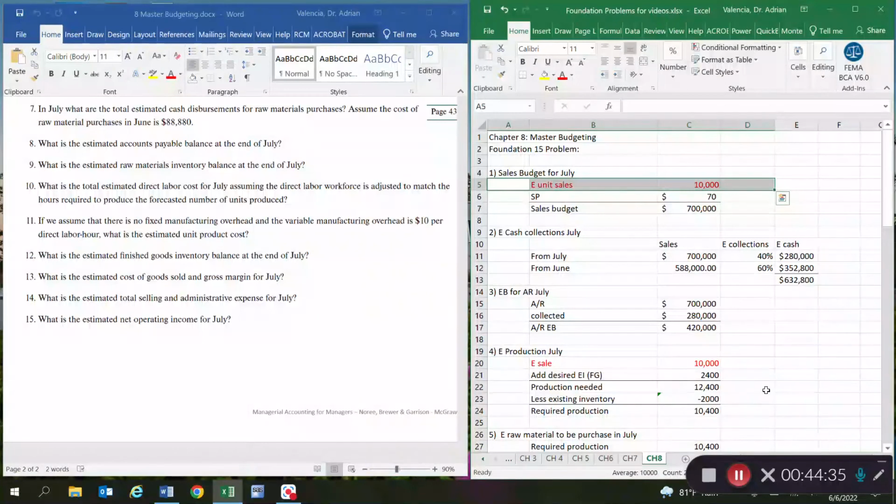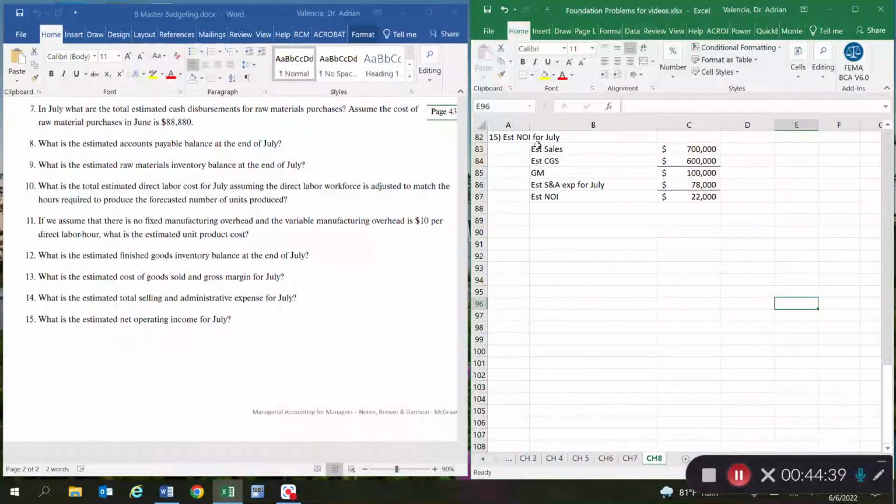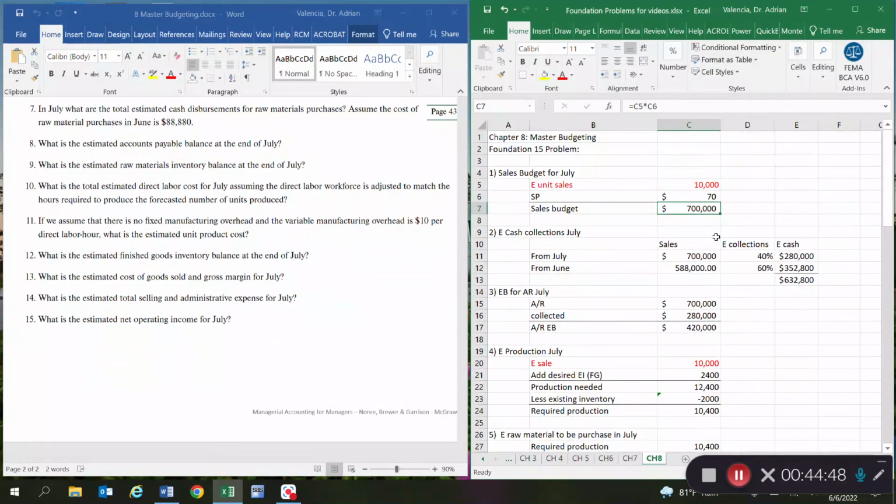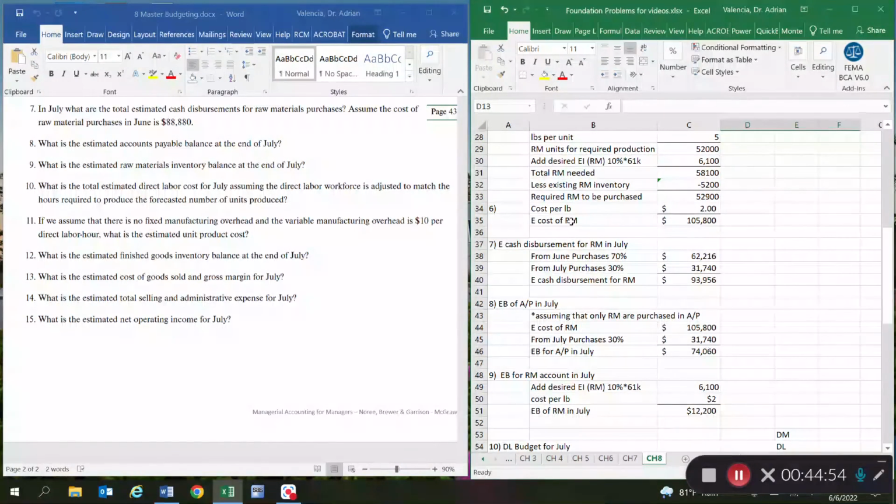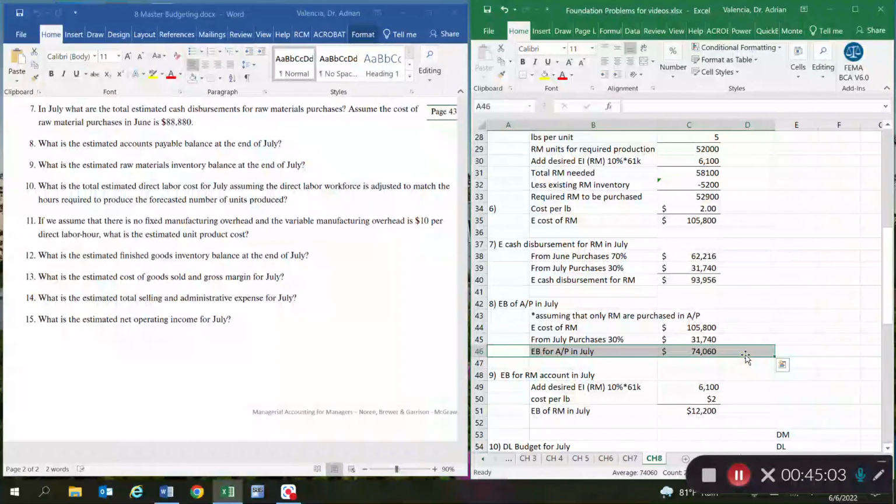So, you know, you can look at this and say, well, this is my income statement, right? And I expect to have net operating income of $22,000. And that's good, but the cash flows, the items related to how much I expect to collect, 632, how much I expect to pay for raw material, how much I expect to pay for direct labor, etc. Those are the key things that we want to look out for.